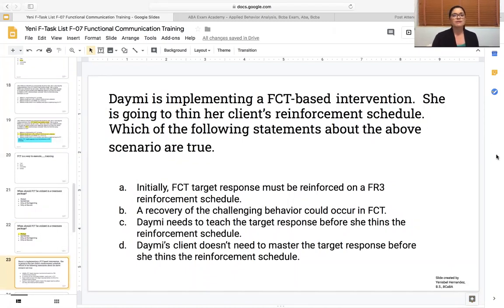Okay, so Demi is implementing an FCT-based intervention. She's going to thin her client's reinforcement schedule. Which of the following statements about the above scenario are true? Okay. A, initially the FCT target response must be reinforced on an FR3 reinforcement schedule. B, a recovery of the challenging behavior could occur in FCT. C, Demi needs to teach the target response before she thins the reinforcement schedule. Or D, Demi's client doesn't need to master the target response before she thins the reinforcement schedule.